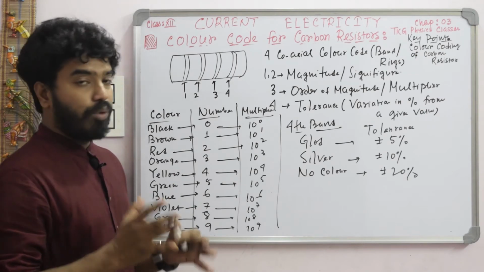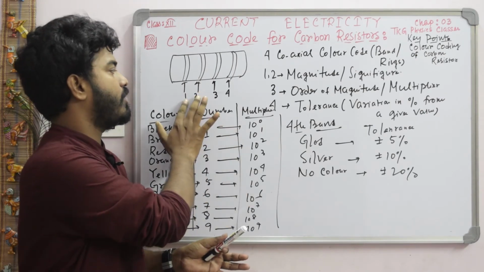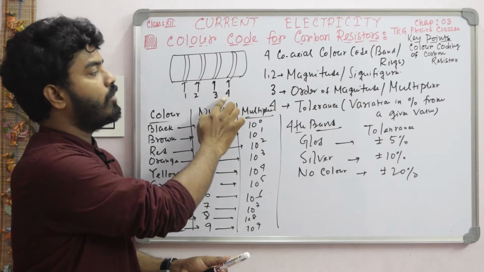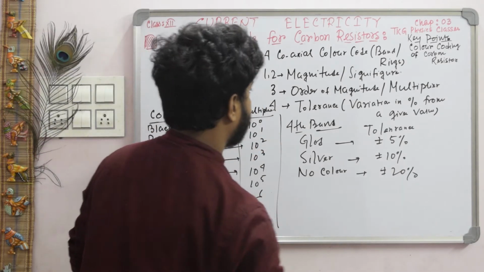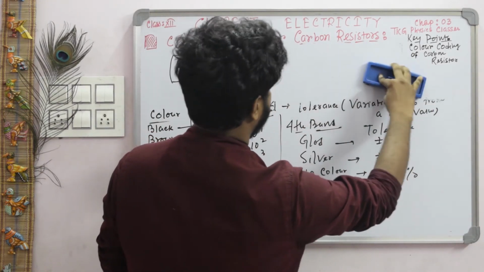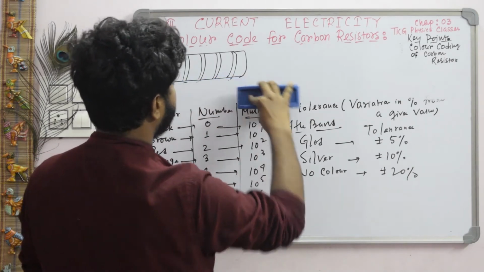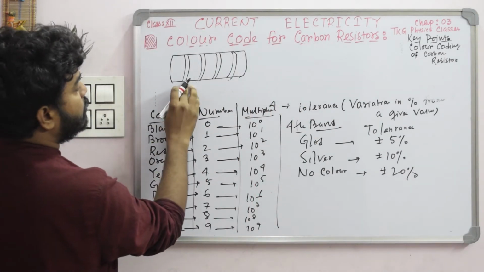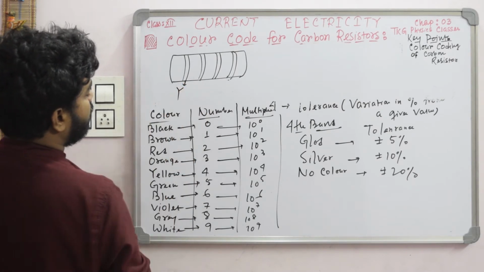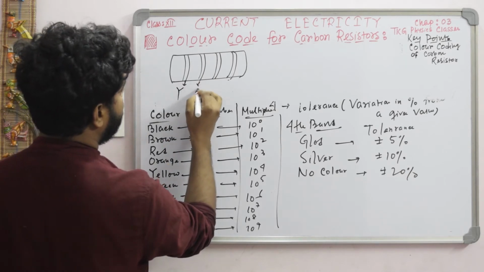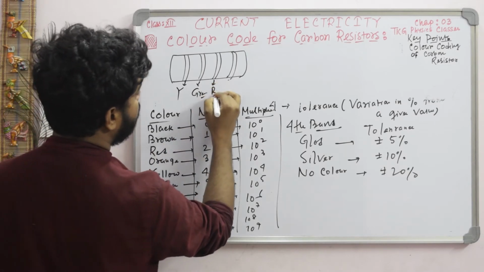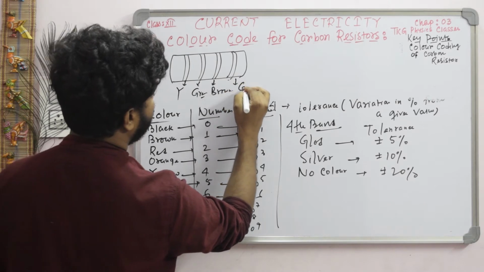Now you know the formula, you know the basic rules, that is the first and second bands represent the magnitude, the third band represents the order of magnitude, and the fourth band represents tolerance. Now take an example. Suppose they are given a carbon core carbon resistor. The first color is given yellow, the second color is given green, the third color given is brown, and the fourth color given is gold.